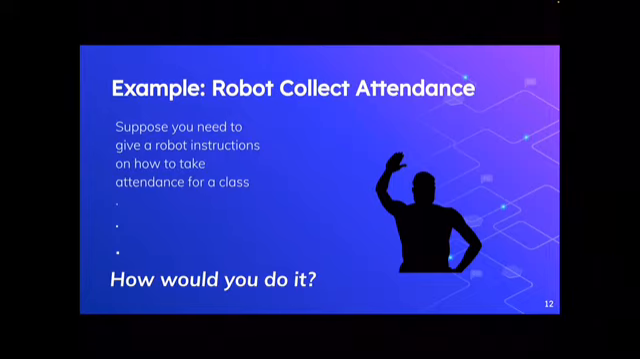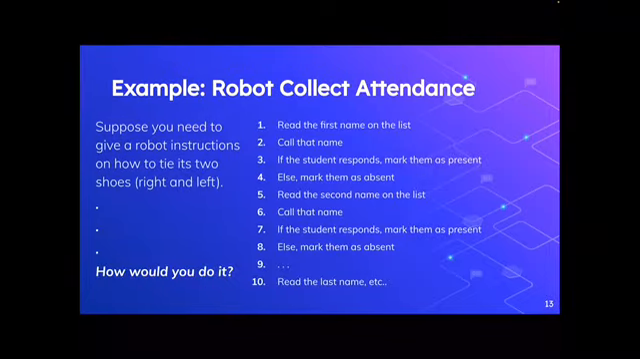Okay, so assuming you've paused the video, let's start with this. You want to give the robot some instructions, so you might have thought of something like this. First, read the first name on the list, then call that name. If the student responds, then mark them as present. Otherwise, mark them as absent. Then read the second name on the list, call that name. If the student responds, mark them as present. Otherwise, mark them as absent, and so on, until you read the last name and you're done.